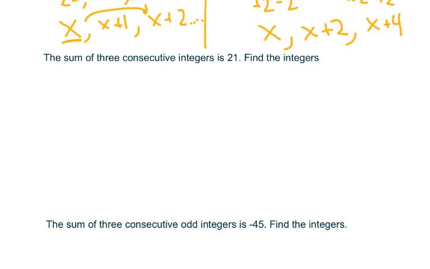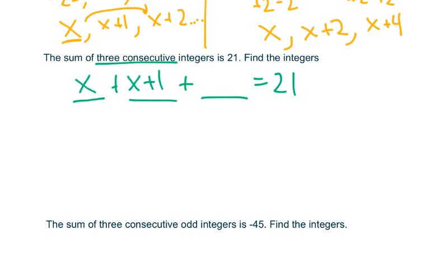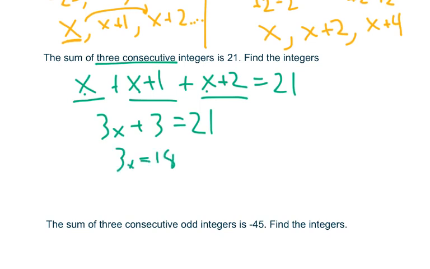The sum of 3 consecutive integers is 21. Well, placeholders. I have 3 numbers that I'm adding together, and it's equal to 21. Since it's regular consecutive integers, x, x plus 1, x plus 2. At this point, I combine like terms, so I have 1, 2, 3 x's, and then 1 plus 2 is 3. That equals 21. Subtract 3, 3x equals 18. Divide by 3, x equals 6.